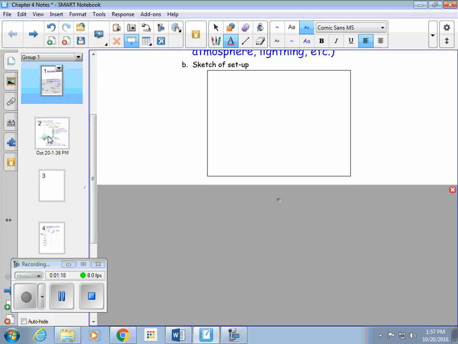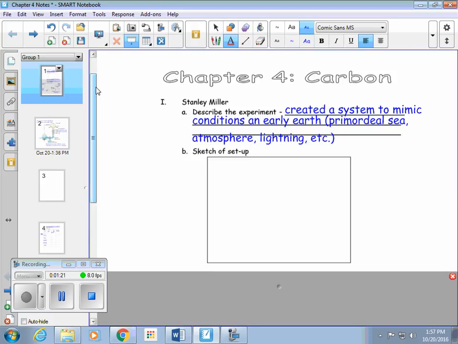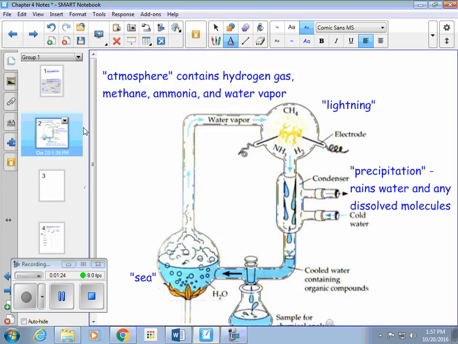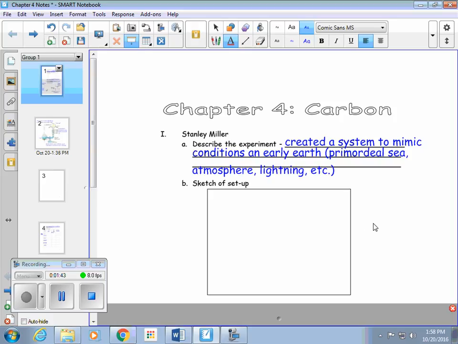But the question was, all things in life are made up of organic compounds, but we don't think those existed first. We think inorganic molecules were the first types of molecules that were on the planet. So Stanley Miller decided to create this experiment to figure out, well, how could you make an organic molecule from something that's inorganic? You have a spot here to draw the setup.